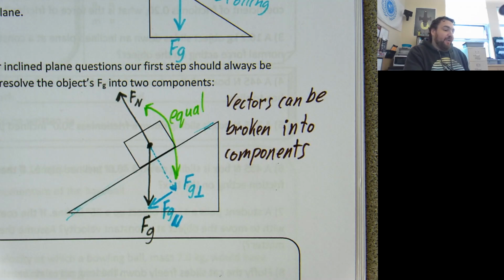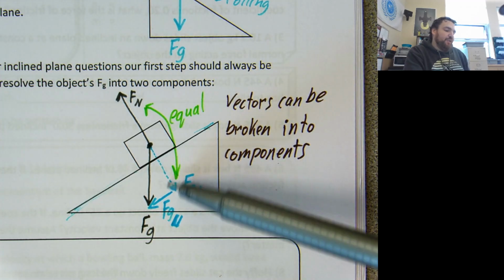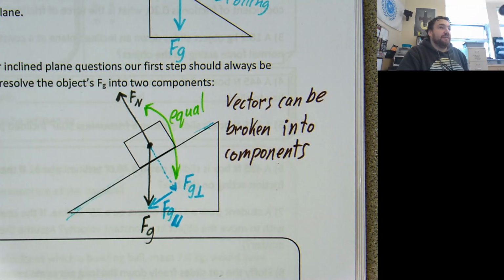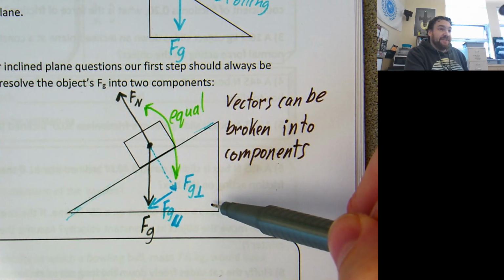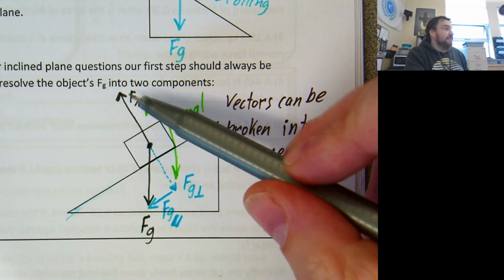My question was, how are these two blue components of gravity related to each other? Neither of them go down in the traditional sense of the word down. They're not the same. We know Fn and FG perpendicular have to be the same. They have to be equal and they have to be opposite.